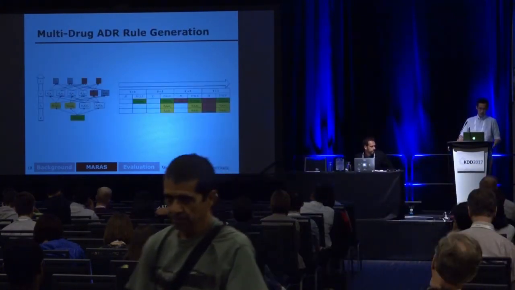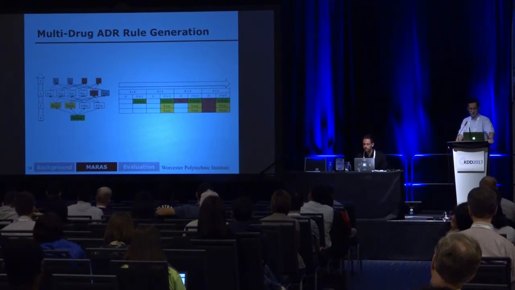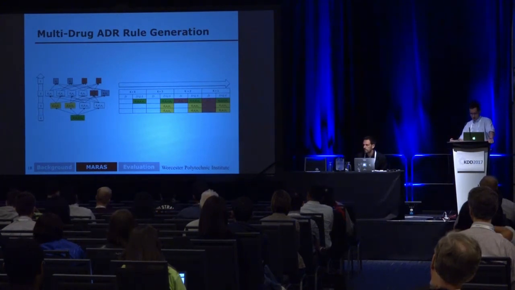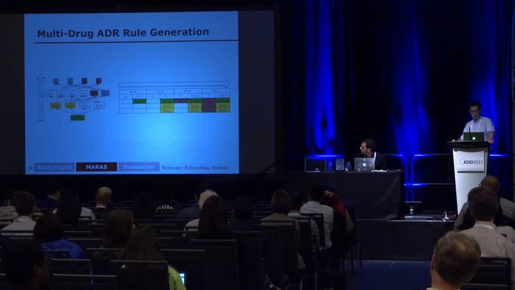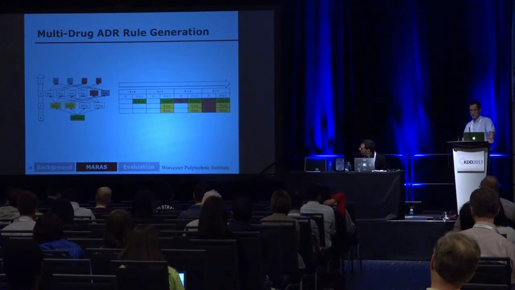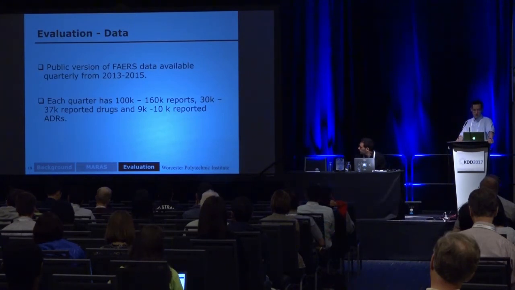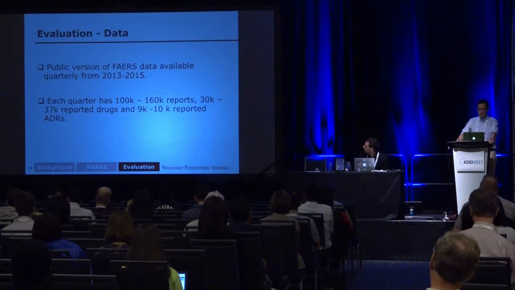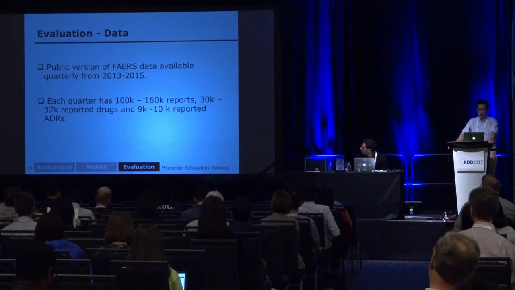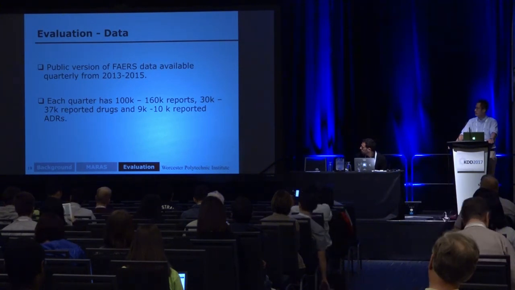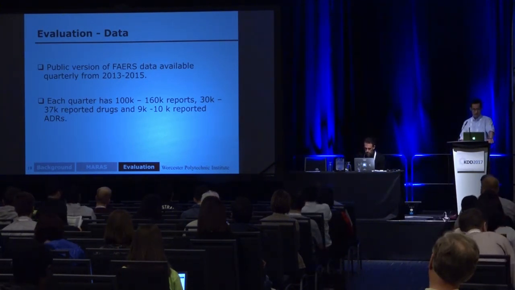Okay. So here is the generation process. First, we generate frequent item sets and index them in these adjacency lists, and we propose a bottom-up mining process that first identifies the closed item sets and then generates sub-rules to evaluate the final signals. For evaluation, we use the public version of FAERS, available quarterly from 2013 to 2015. The reason is reproducibility of the paper, so everyone can try out this method and see the results.